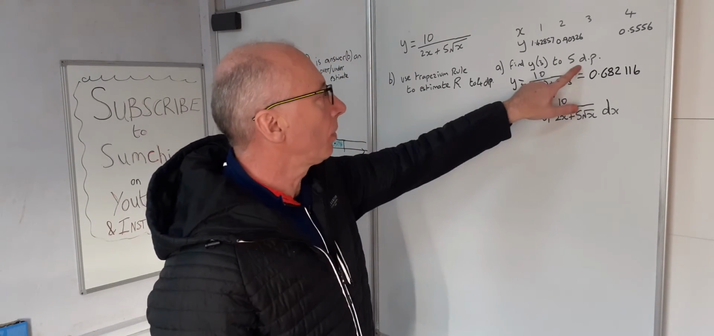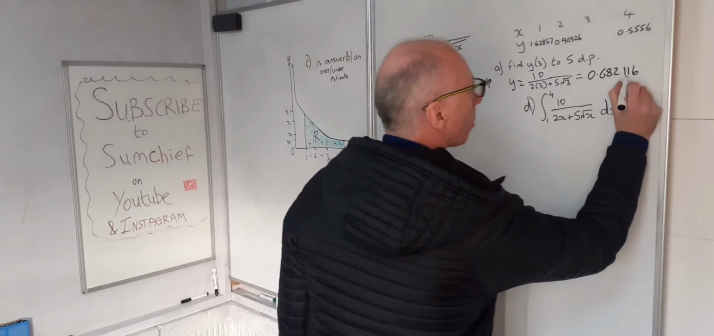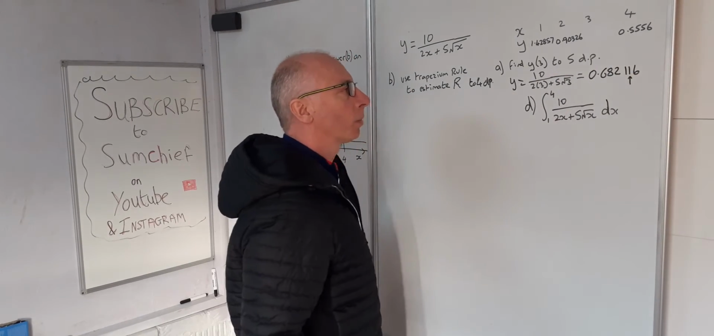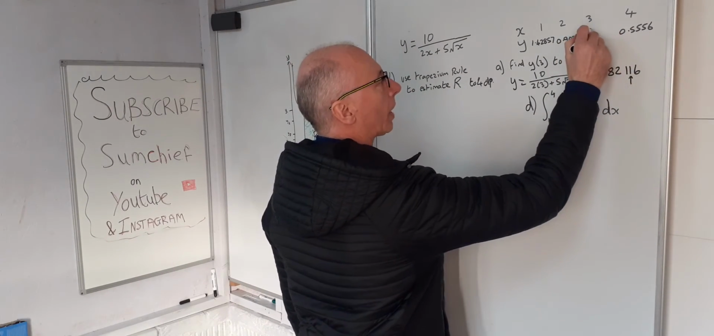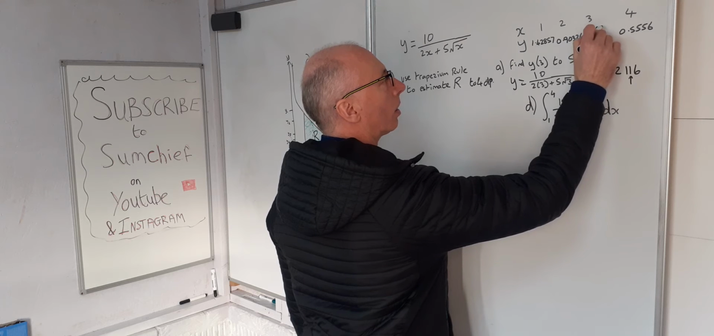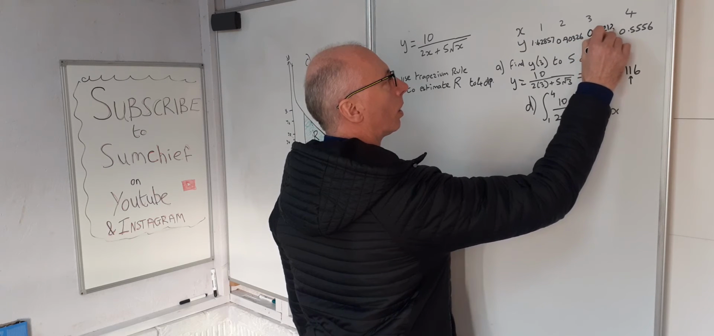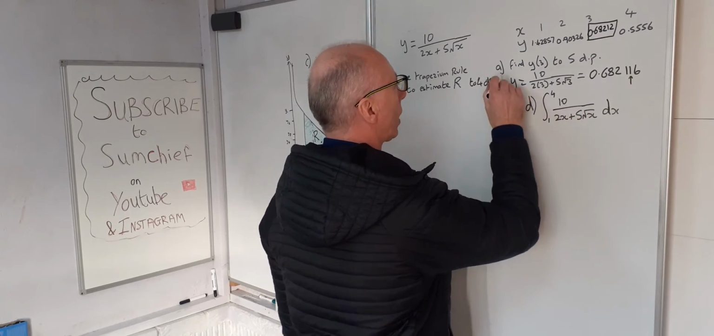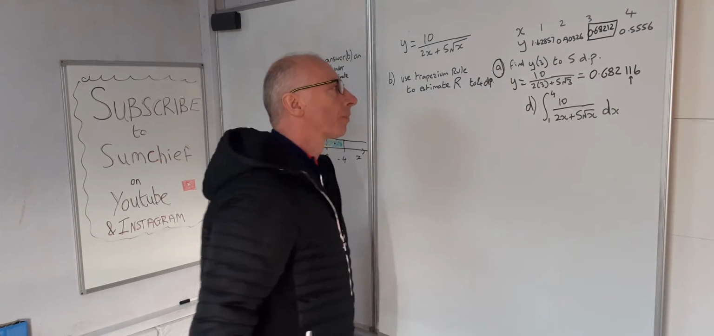We want 5 decimal places, so we want it to this point here. We've got a 6 after it, so therefore that 1 can become a 2. So let's plug that in. Okay, that's our first answer. That's A taken care of.